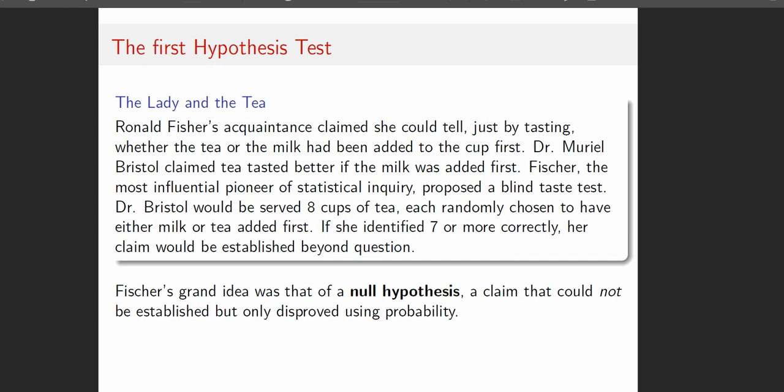And why is this important? Well, this is how Fisher came up with the idea of a hypothesis test. We have a null hypothesis. It's a claim that cannot be established but only disproven using probability. So his null hypothesis is she can't really taste the difference. She's guessing. So it's like flipping a coin, right? So what's the probability of getting 8 coin flips correct out of 8? He's going to use that probability experiment as the baseline, and he's going to collect some data, and he's going to see how many out of 8 she can get correct.